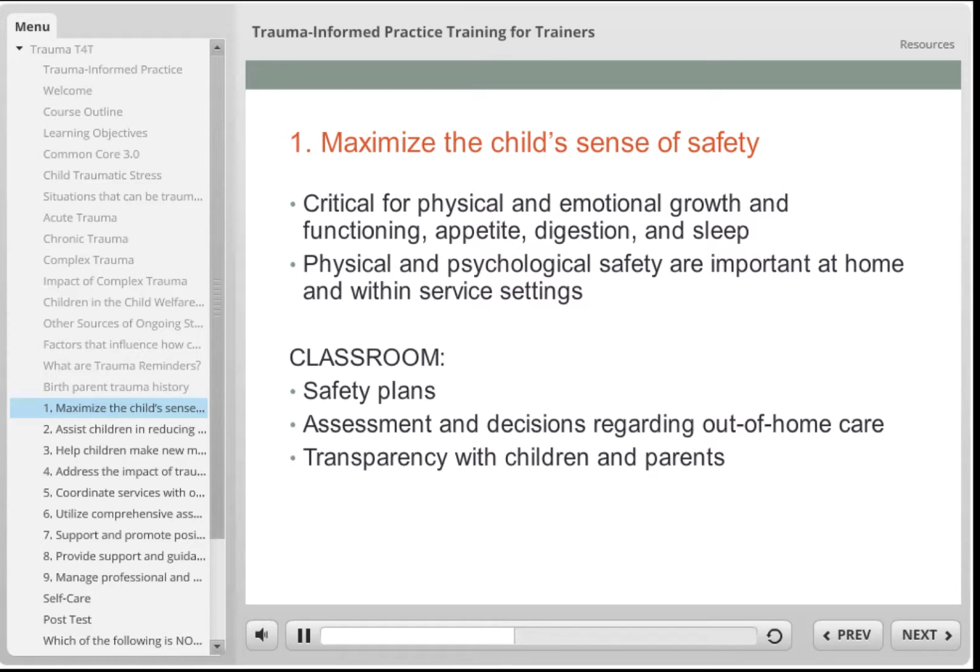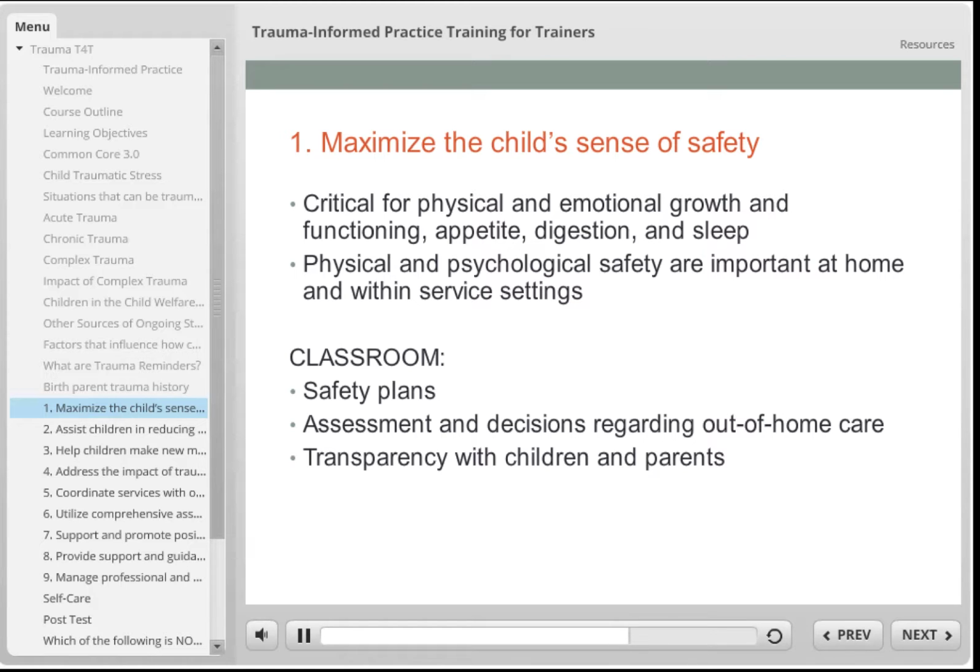Traumatic stress overwhelms a child's sense of safety and can lead to a variety of survival strategies for coping. After traumatic events are over, a child may continue to experience insecurity, both physically and emotionally. A sense of safety is critical for physical and emotional growth and functioning, appetite, digestion, and sleep. Both physical and psychological safety are important at home and within service settings.